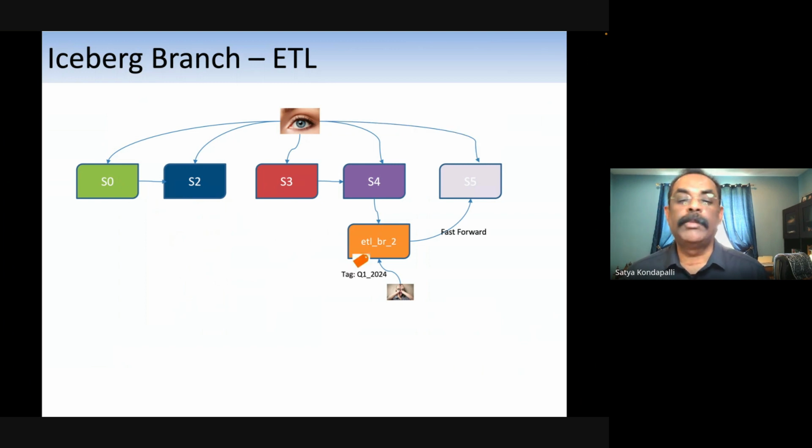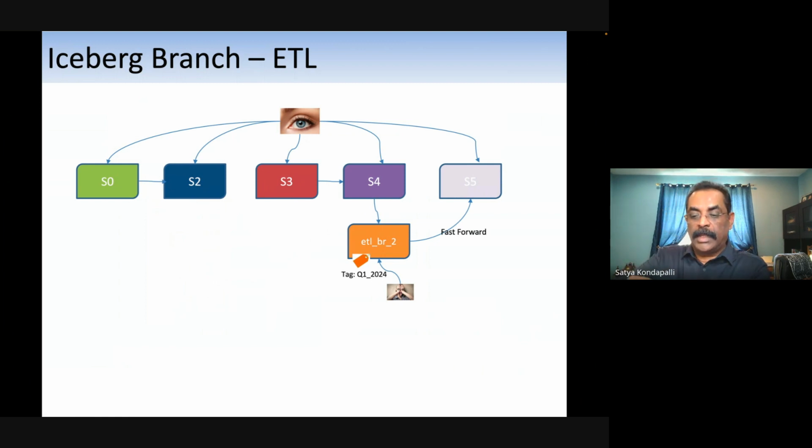However, we want to keep this branch, and we don't want to expire this branch. So what we're going to do is tag it. Once you tag it, then you can keep that branch. Not only tag it, you can also change the retention period of that branch, and you can keep it forever. I mean, forever means whatever the retention period. So when you do expire, some of the snapshots can be expired, but this branch will never expire. Then you can do queries on this branch.